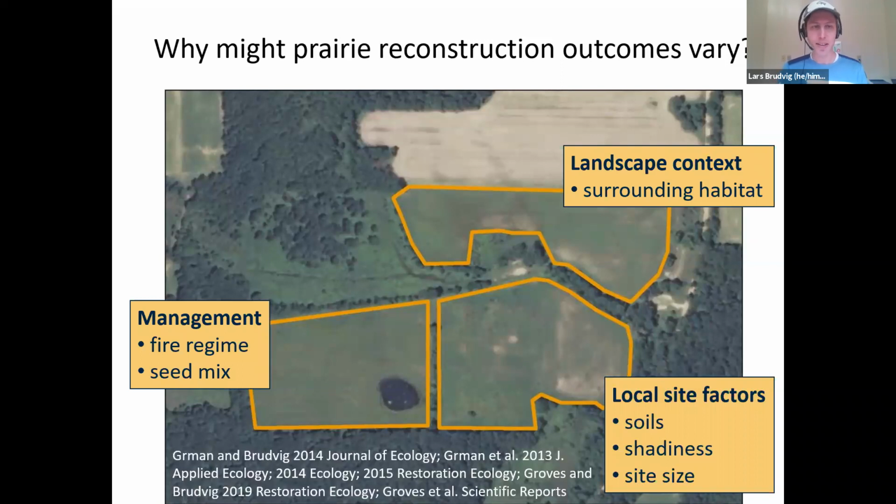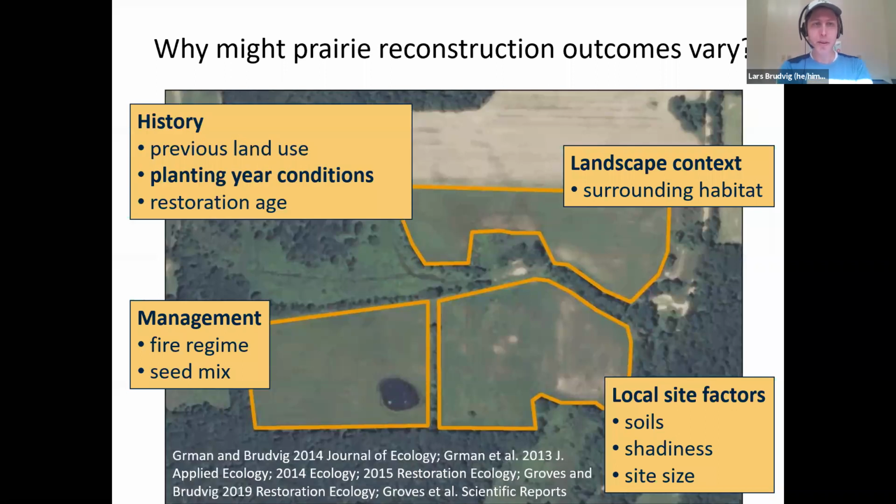This is, again, a long list, but certainly attributes of the seed mix, how many species are sown, the density of the seed mix, and then post-seeding management that might involve things like prescribed fire and other tools can be important. And then also what I would call aspects of the history of the site, what the land use was prior to reconstruction efforts, how long it's been since reconstruction started, and then the conditions from the planting year. So that'll be the focus of what I want to talk about today. And I think this is a really fascinating idea that even many years later, the conditions at the onset of a reconstruction project might be consequential.